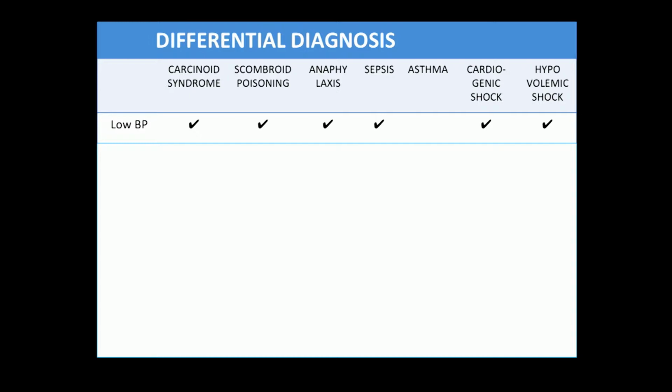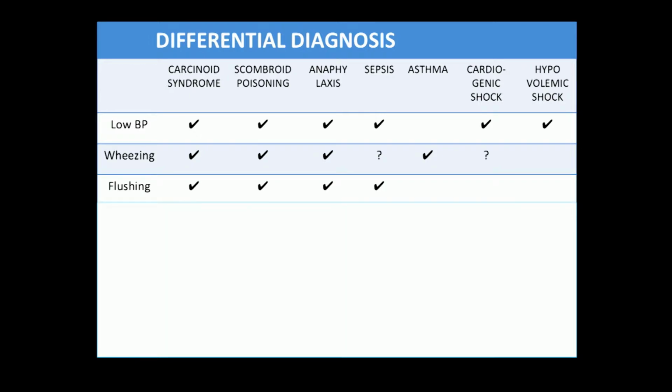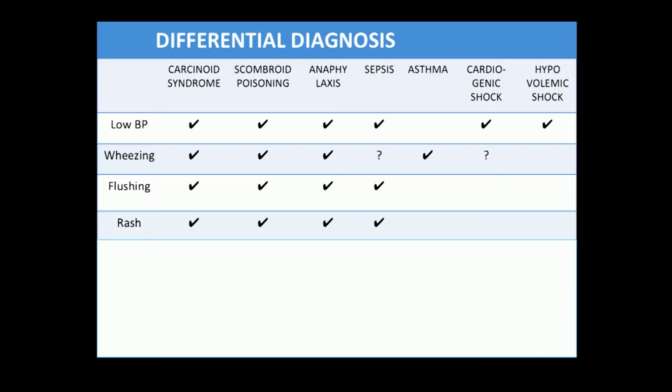This can occur in a number of these presentations, not often with asthma. However, many of the other ones can have low blood pressure. We also noted him to have wheezing. This is also a common feature with a number of these presentations. It may even present in sepsis if the lungs are the source of infection, or cardiogenic shock with pulmonary edema can sometimes have wheezing. Flushing can be seen in a number of these: carcinoid syndrome, scombroid, anaphylaxis, or sepsis. Rash similarly can present in those same conditions.